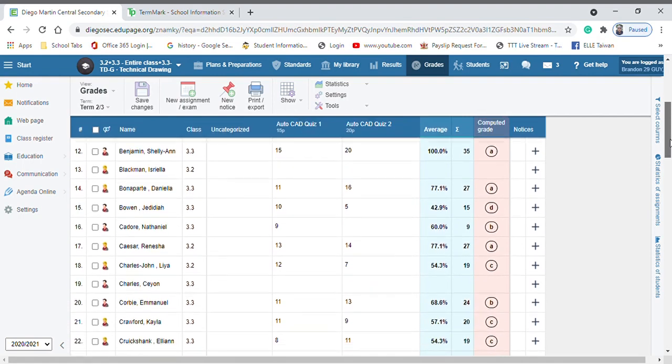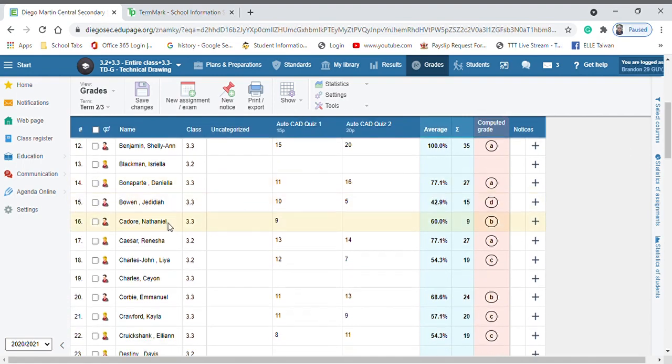Now I want to draw something to your attention. For example, where I have this student here, Nathaniel Kado, these marks were automatically entered from the student's results. This particular student only did one quiz. This is the quiz here, AutoCAD quiz 1, which was out of 15. Now he did not attempt the other quiz, which is AutoCAD quiz 2, so it is blank.